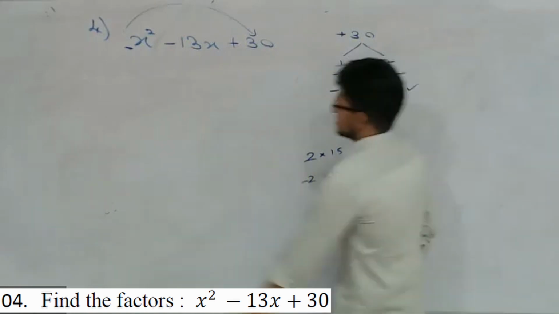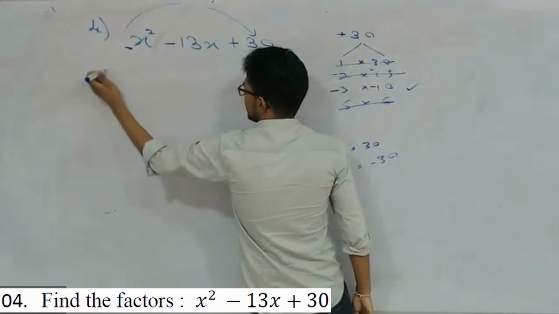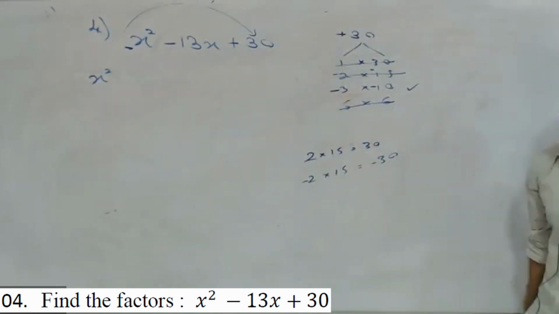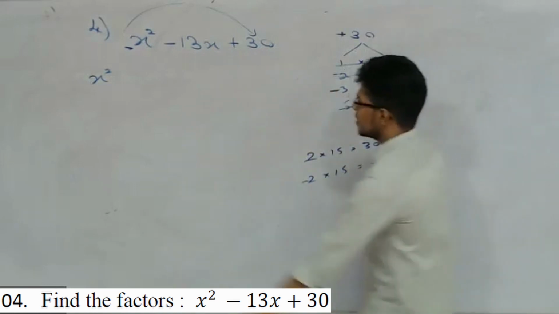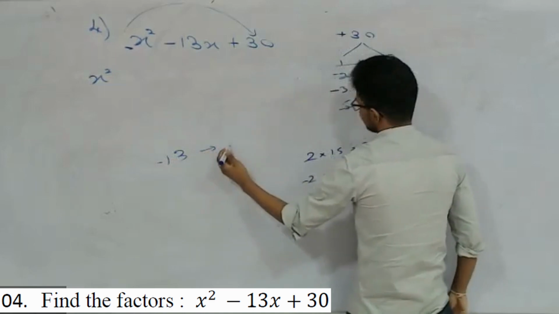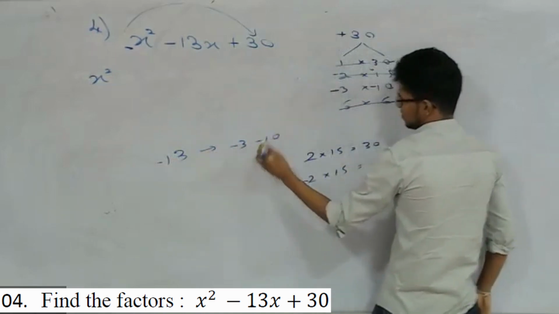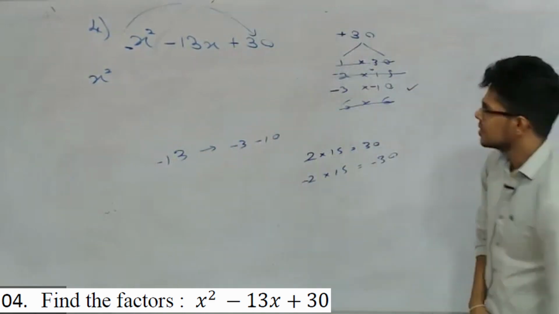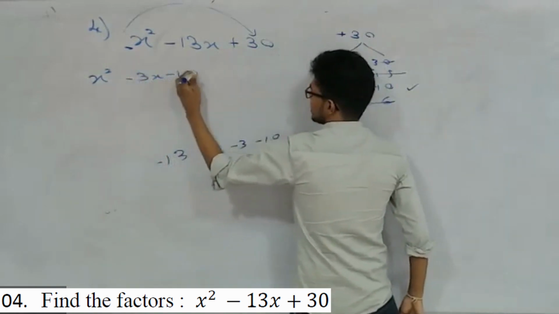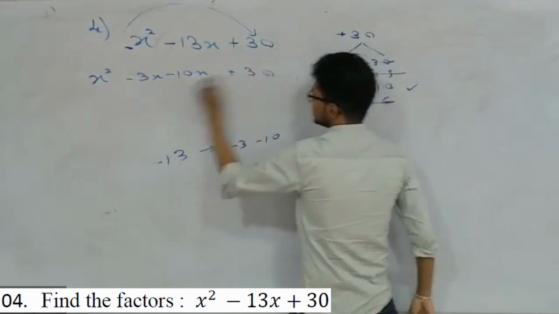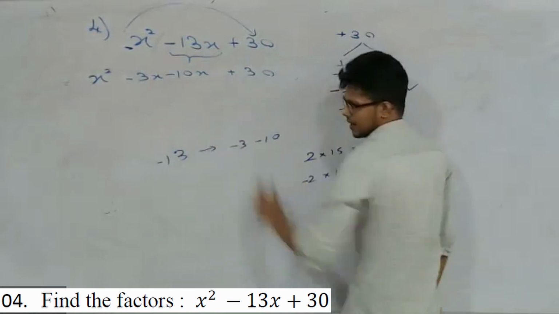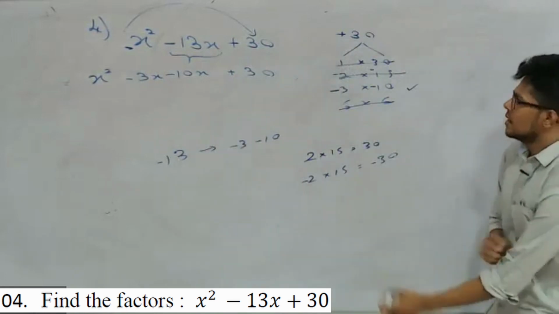Okay. Then what you need to do? In x squared, this 13, you write in terms of 3 and 10, right? Instead of 13, minus 13 can be written as minus 3, minus 10. So here I will write x squared minus 3x minus 10x plus 30. I didn't do any change, right? Instead of 13, I just wrote this thing. I just break them into 2 parts, right?